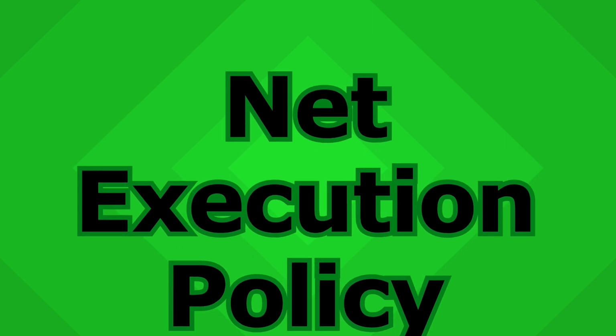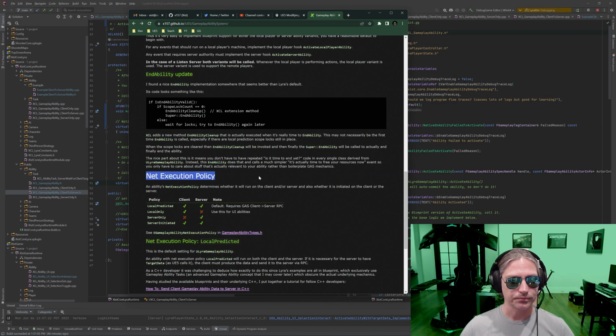Moving on to the net execution policy. We talked about this a little bit, but there is a net execution policy setting in the gameplay ability. And by default, it's set to local predicted, which means the client runs the ability and the server runs the ability. Note that this does require client to server RPC, which I'm not going to cover in this video. There's another video that I will do that talks about this, because this is quite a complex topic.